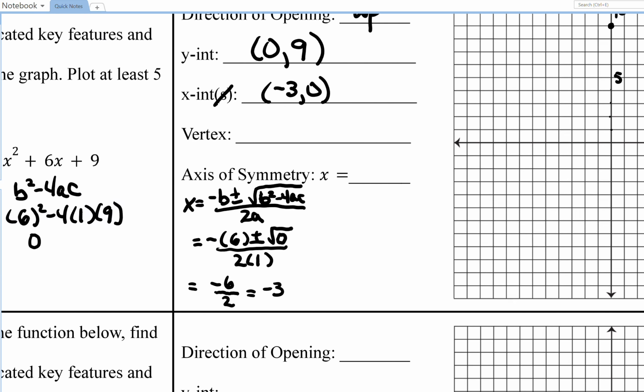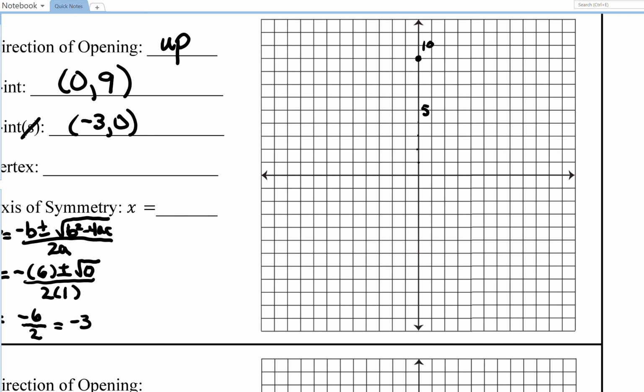My x-intercept is at negative 3, 0. So there's 1, 2, 3, 4, 5. There's negative 5. Then 2, 3, 4, 5, just to label it here, and then 1, 2, 3, 4, 5. That's 5 here.